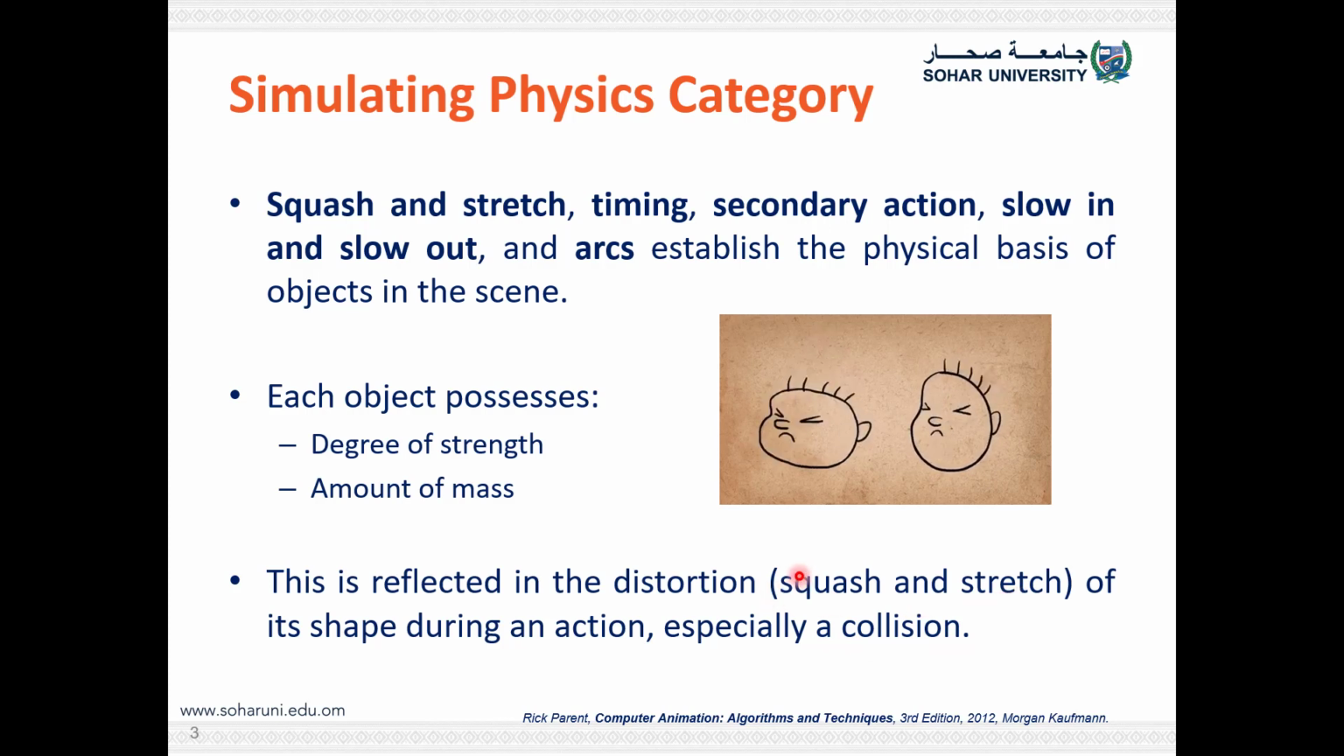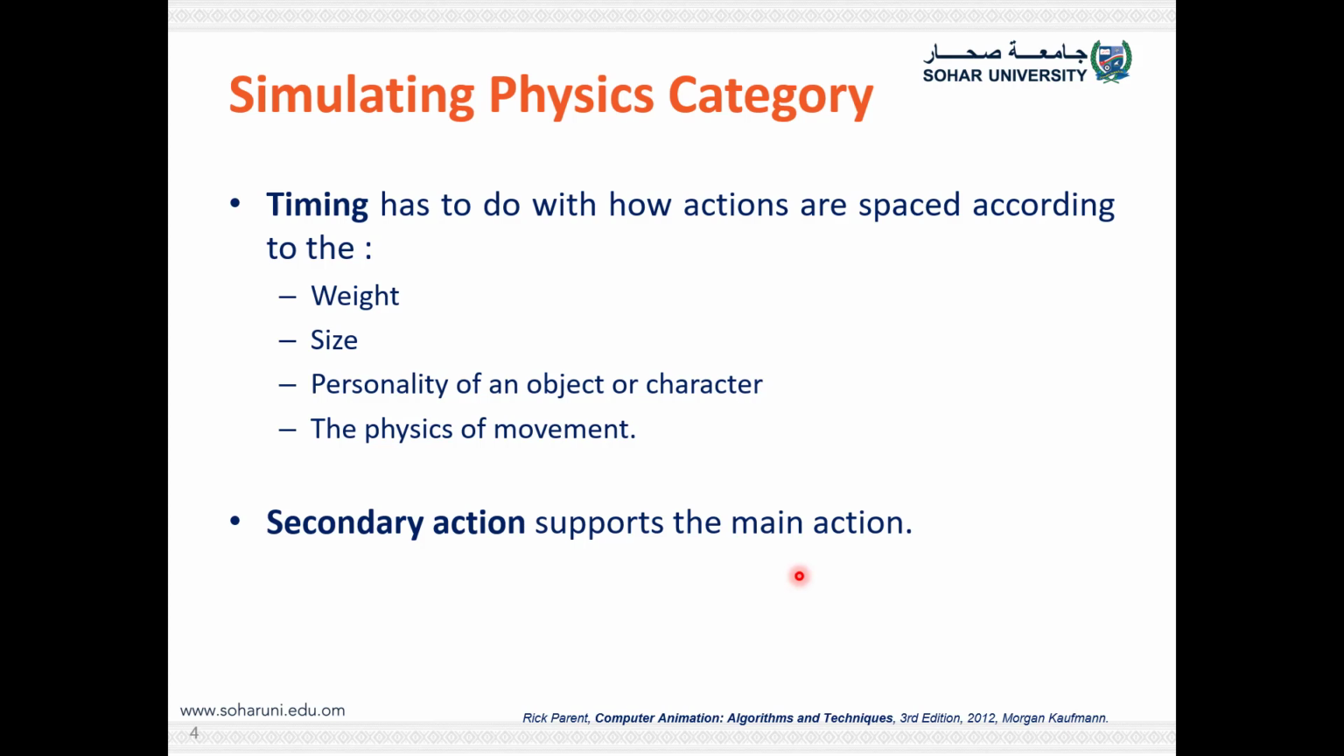Now let us talk about one of the principles, which is called timing, and this timing of course always studies the following properties. For example, the weight of the object, the size of the object, the personality of an object or character, or the physics of movement. So when we talk about these properties, the timing is affected by all of them.